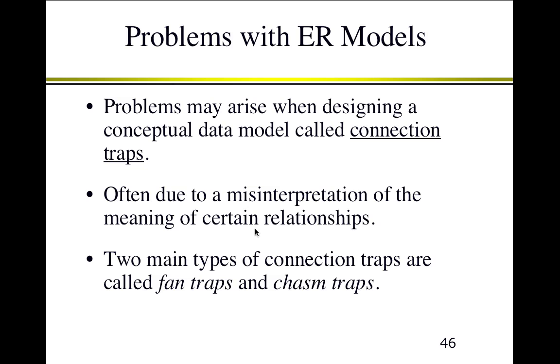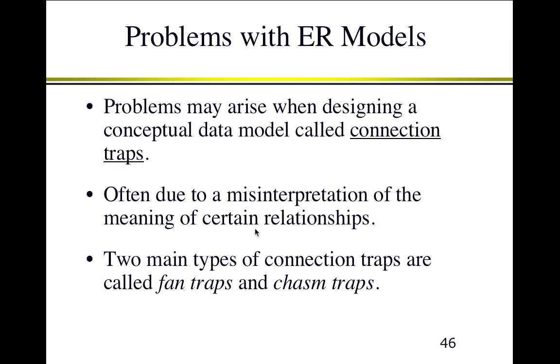The first one is called a connection trap. You're going to actually make these problems probably in that first assignment that works with entity relationship diagramming, because it's just a natural thing to do. They're often due to misinterpretation of the meaning of certain relationships. So now it's your interpretation of the facts of how you're going to put this together. You have two main types of connection traps.